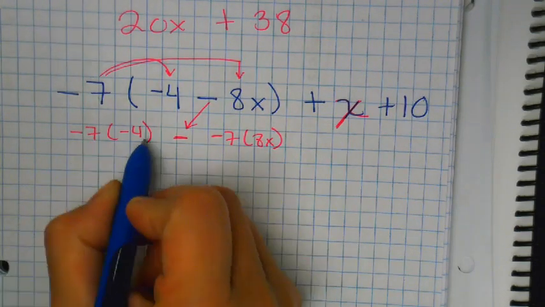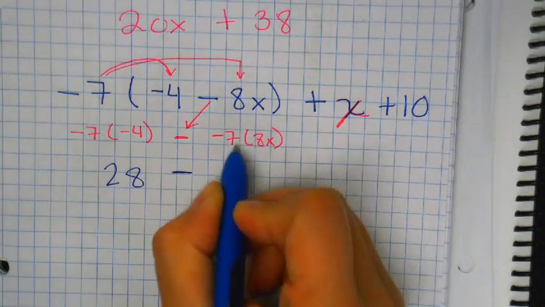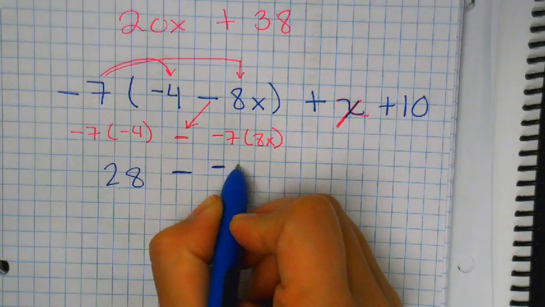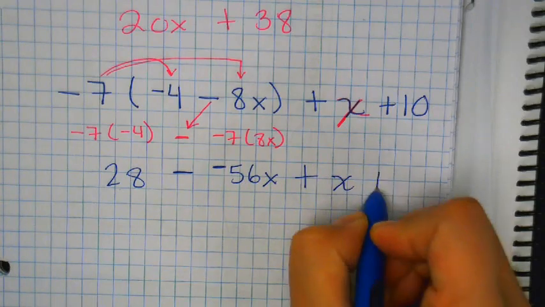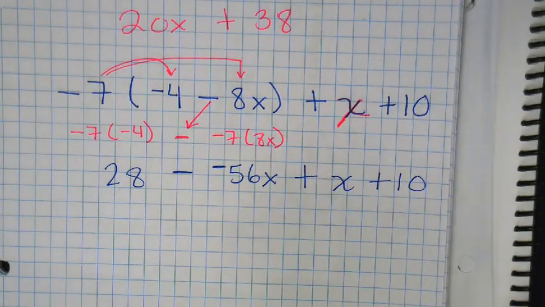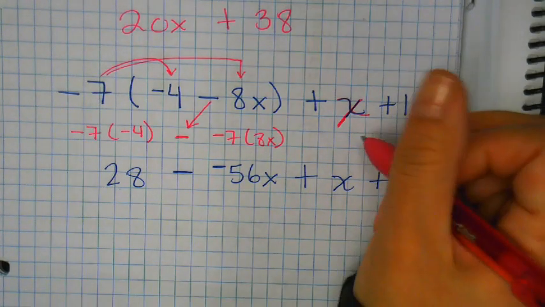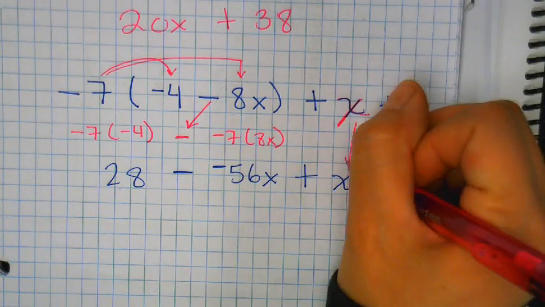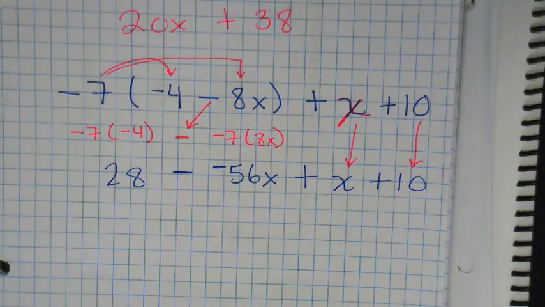So negative 7 times negative 4 gives you positive 28 minus negative 56x plus x plus 10. Correct? Right? 7 times 8 is 56, right? Okay. Somebody said 57, but plus the x equals 57. Okay, we're not there yet. Don't rush me.